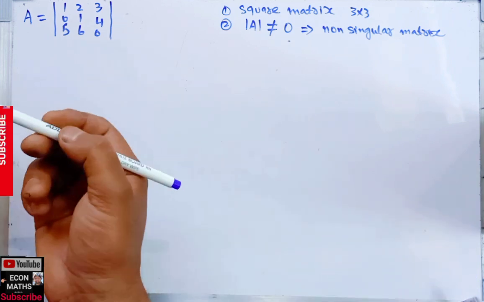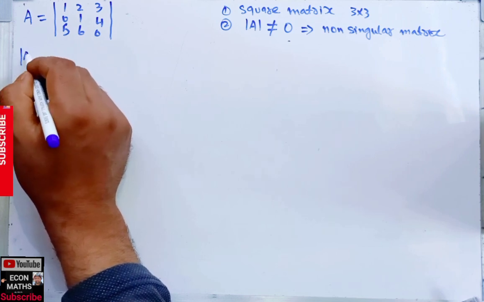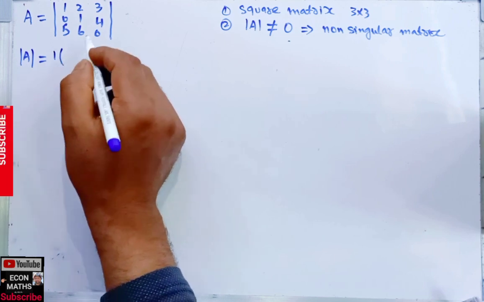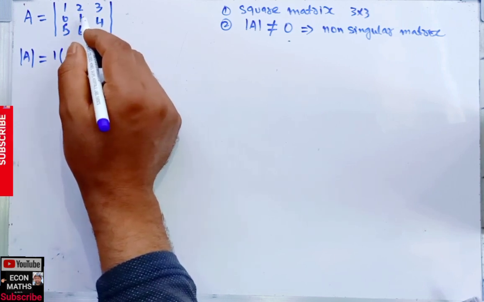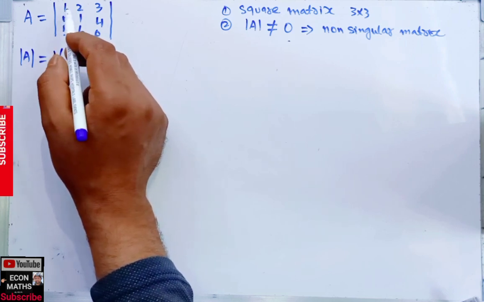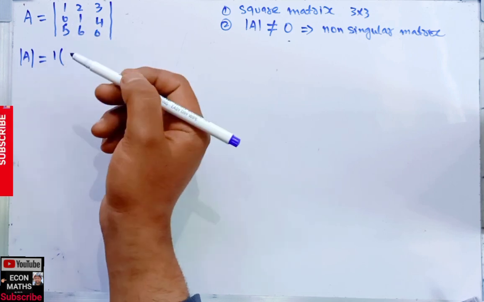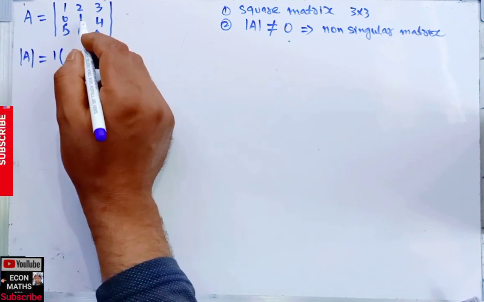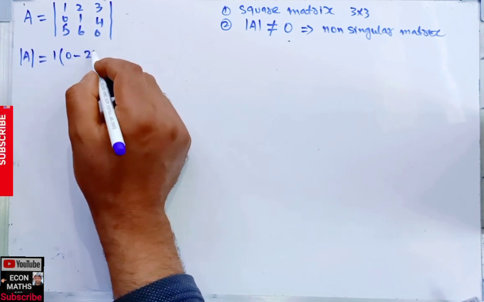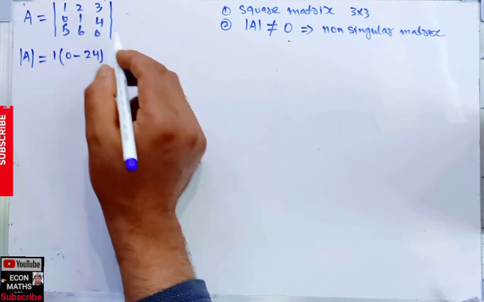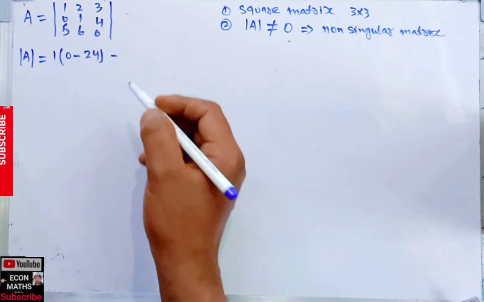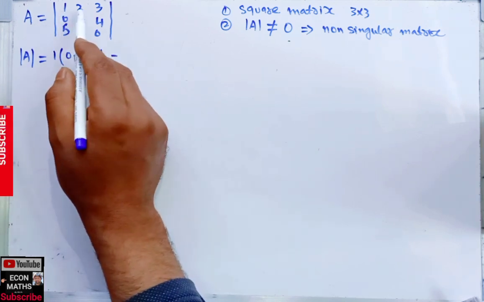Now the determinant here is given by: we take the first element, that is 1, and multiply it with the determinant obtained by deleting, mentally, the row and the column in which it appears. That is 1 times 0 minus 6 times 4, that is 24. The minus sign comes from the rule of cofactors, which we have seen in the earlier videos: positive, negative, positive.